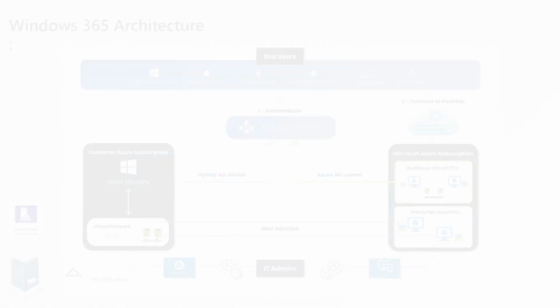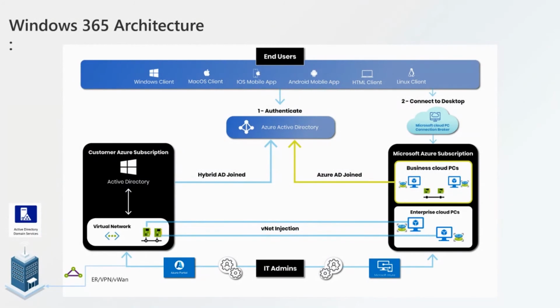Now we'll talk about the architecture of Windows 365. It comes with two editions. First, let's talk about Enterprise. It's very important that when it comes to Enterprise Cloud PC, you leverage the capability of Azure networking as well as the capability of hybrid AD join. It is important that you properly configure your network in your Azure subscription to ensure access to Active Directory that has Azure AD hybrid join enabled.